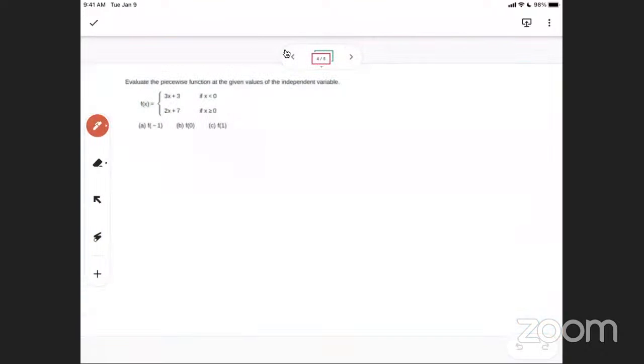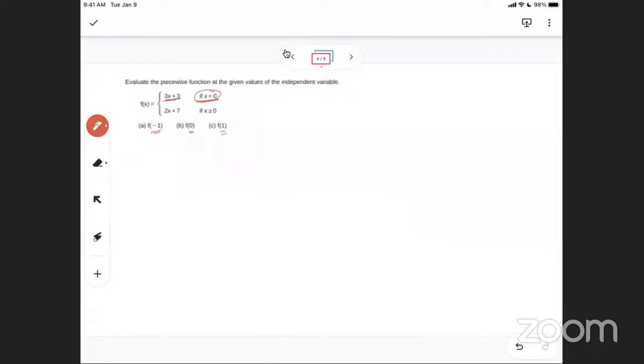Next one. It says evaluate the piecewise function at the given values of the independent variable. So they want you to evaluate it at -1, at 0, and at 1. Well, the trick is to make sure you're plugging them into the right equation. So notice what the domain restrictions are saying. You use this equation if x is less than 0.